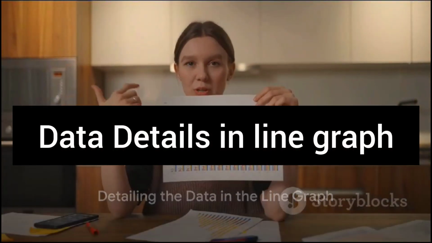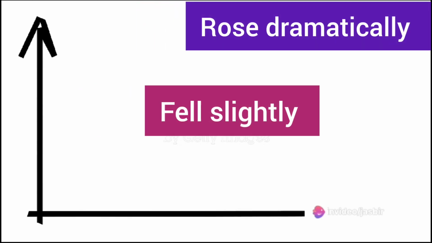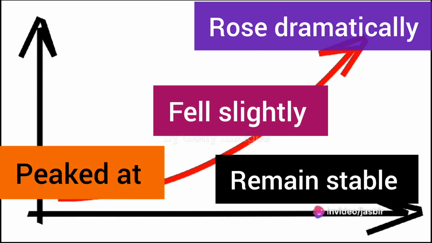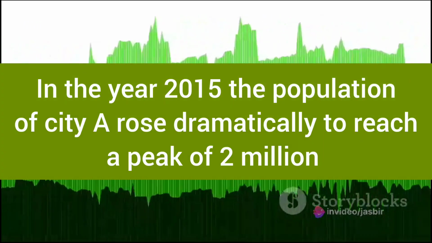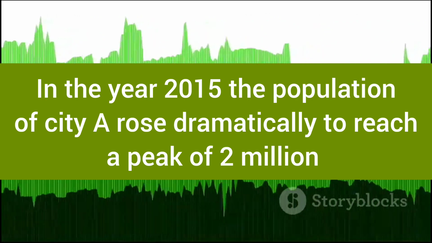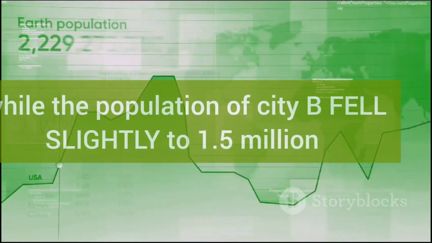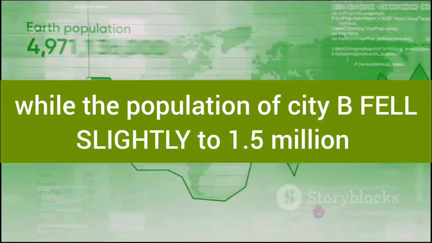Step 3 involves detailing the data. This is where you delve deeper into the specifics. Here, phrases like "rose dramatically," "fell slightly," "remained stable," and "peaked at" are essential. For example, in the year 2015, the population of City A rose dramatically to reach a peak of 2 million, while the population of City B fell slightly to 1.5 million.